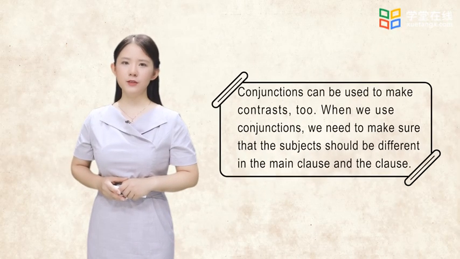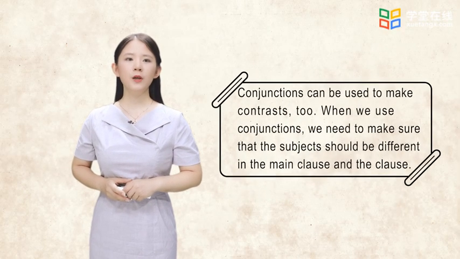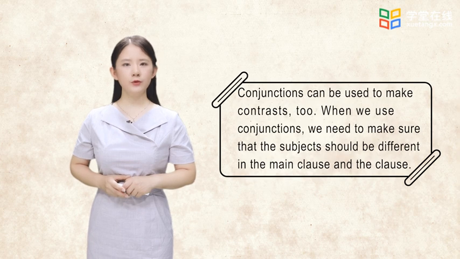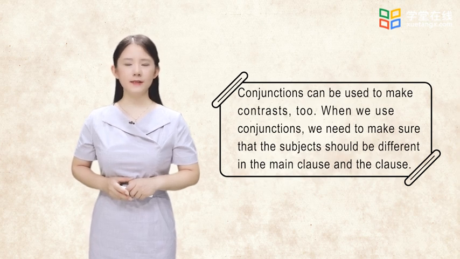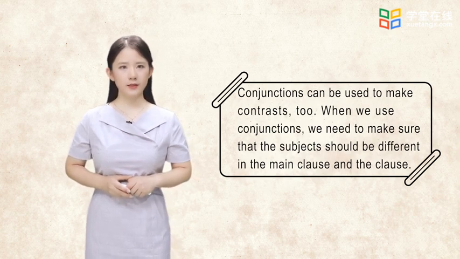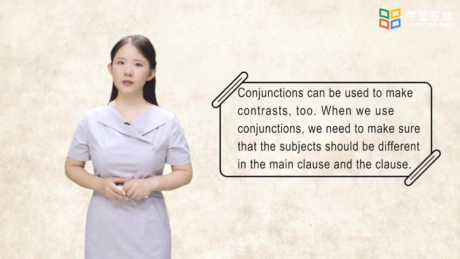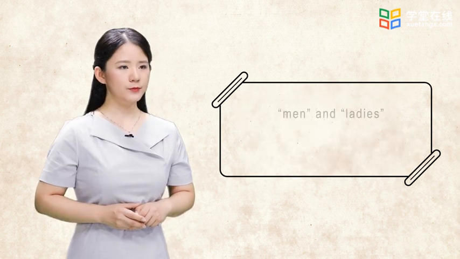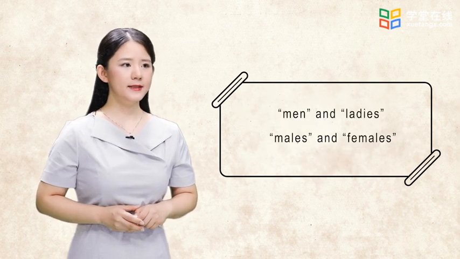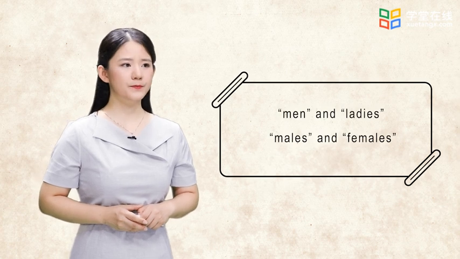Conjunctions can be used to make contrasts too. When we use conjunctions, we need to make sure that the subjects should be different in the main clause and the clause. For example, men and ladies, males and females.